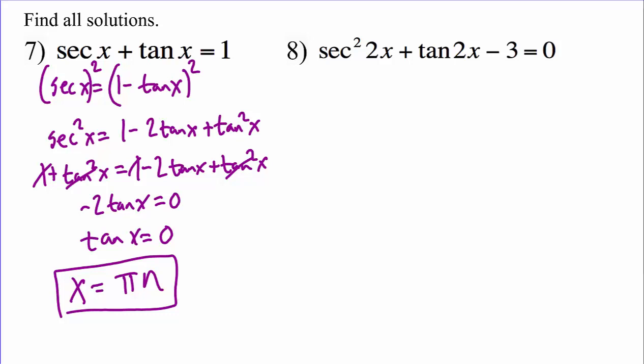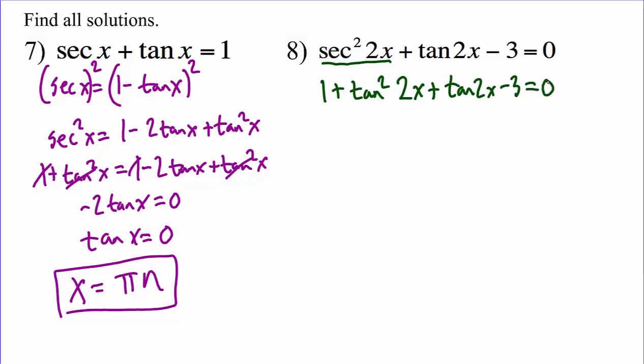All right, this one again has some more complications, but you'll notice we already have a secant squared. I'm going to use that to my advantage and go ahead and change this to 1 plus tangent squared. Now remember, the angle here is actually a double angle, so it's 1 plus tangent squared of 2x plus the tangent of 2x minus 3 equals 0.